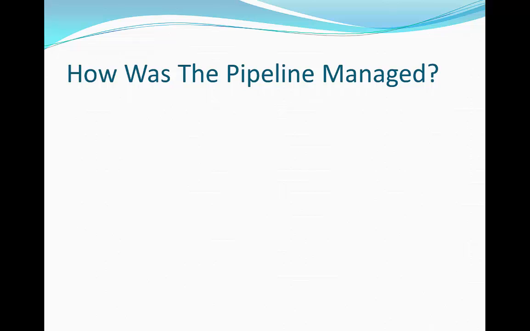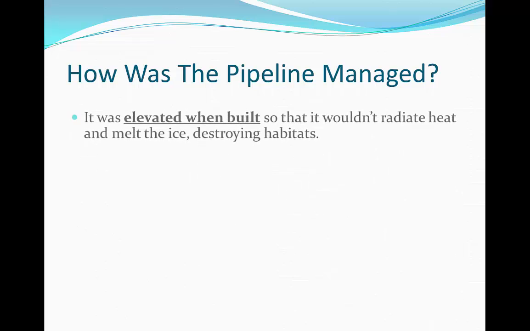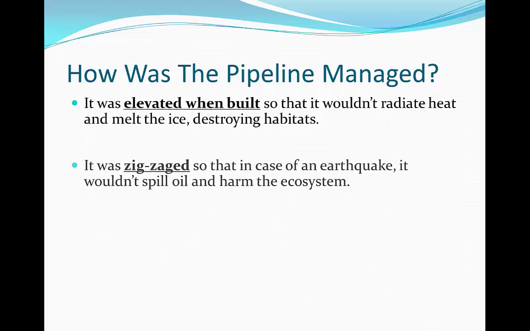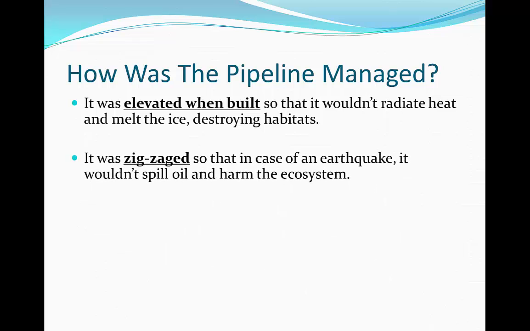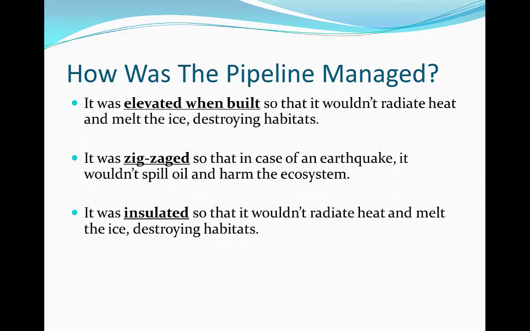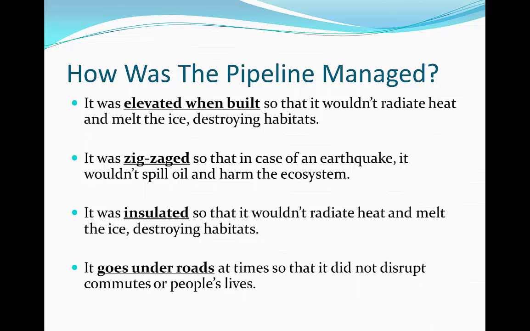So how was the pipeline managed in order to make it sustainable? We know that there were tons of impacts, but how was it managed? Well, firstly, it was elevated when it was built, so as a result it wouldn't radiate as much heat onto the ice which would melt it, hence destroying the habitats. Also, it was zigzagged. This means that if there was an earthquake, it wouldn't spill the oil which would harm the ecosystem. It was also insulated, so again it wouldn't radiate as much heat onto the ground, and as a result it wouldn't destroy habitats. Also, it goes under roads, so this wouldn't disrupt people's commutes or people's lives when they were travelling.